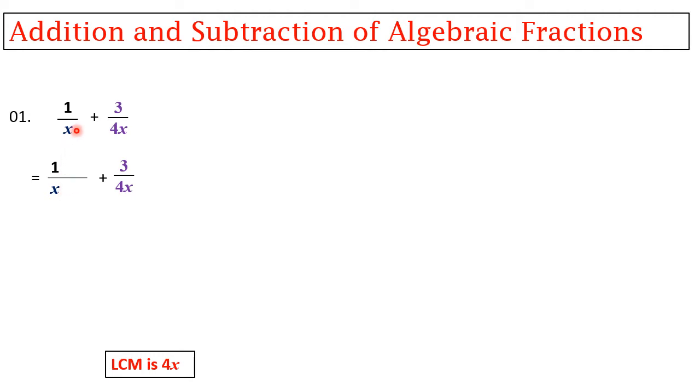Therefore, what we are doing here, the x should be multiplied by 4. When you are multiplying the denominator by 4, you know that we should multiply the numerator too by the same number. So after equalizing the denominator to 4x, we can add the two numerators here. 1 times 4, 4 plus 3, that is 7 over 4x. So the basic idea here is to equalize the denominators, x and 4x, the LCM 4x, therefore make both denominators into the LCM 4x.